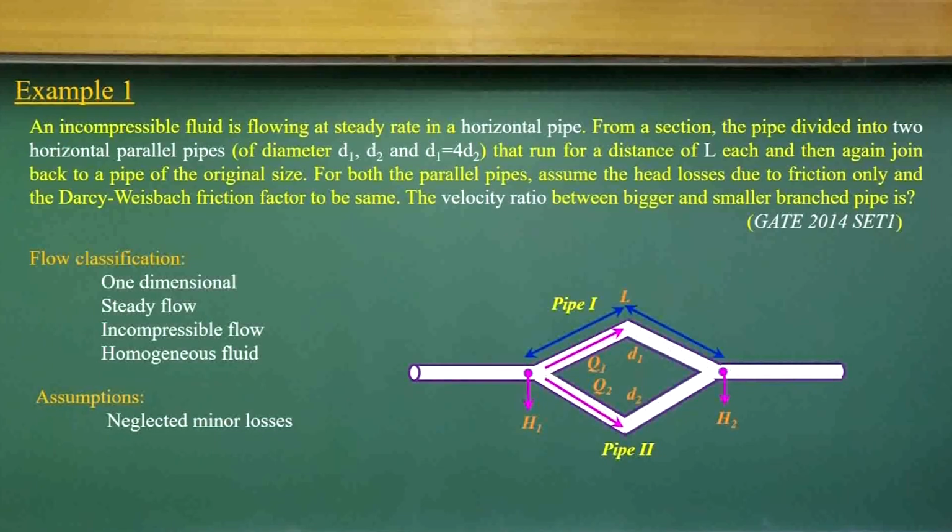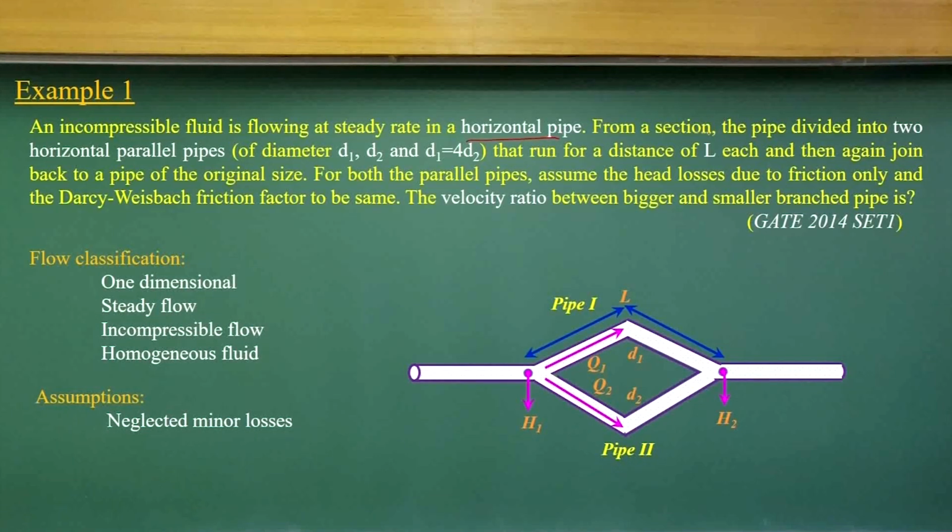Now, come back to example 1, which is a GATE 2014 question paper. It looks very lengthy, but it is a very simple problem. An incompressible fluid flowing at a steady rate in a horizontal pipe.